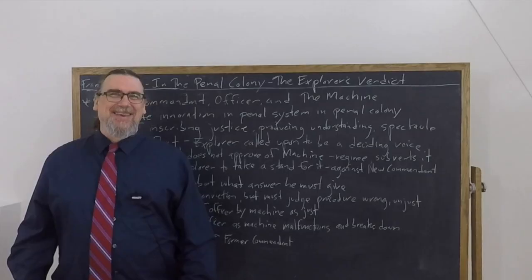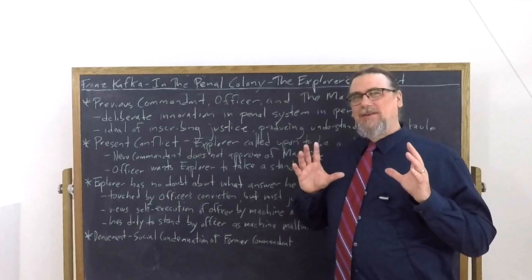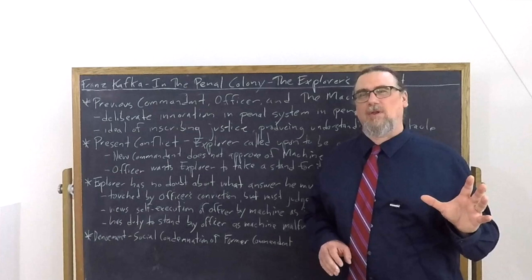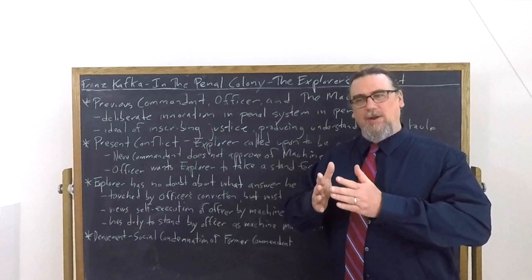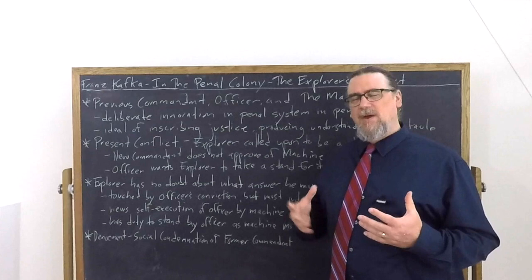The most central character in Franz Kafka's short story, In the Penal Colony, is the explorer. You can say that the officer is almost equally central, and that's true to a certain degree, but the explorer is the one who runs the course of the entire story, and we're really getting the story primarily from the perspective of the explorer.